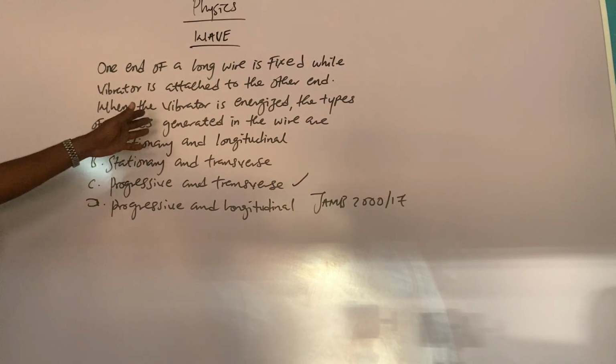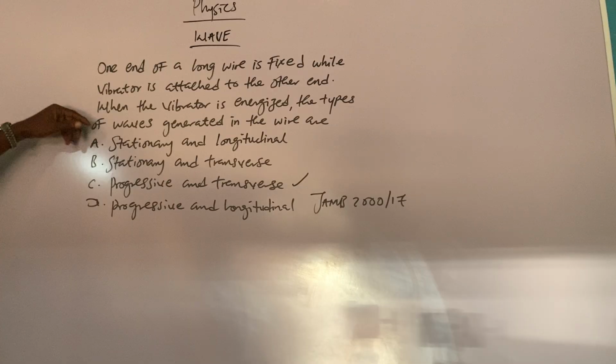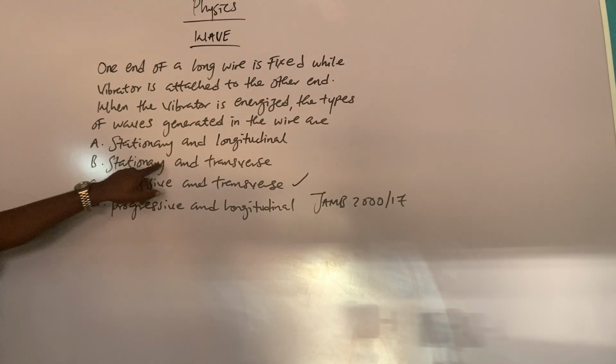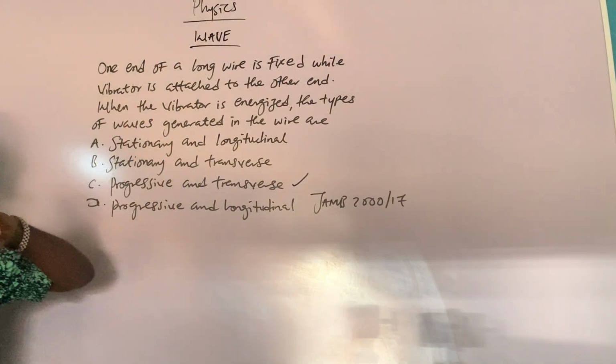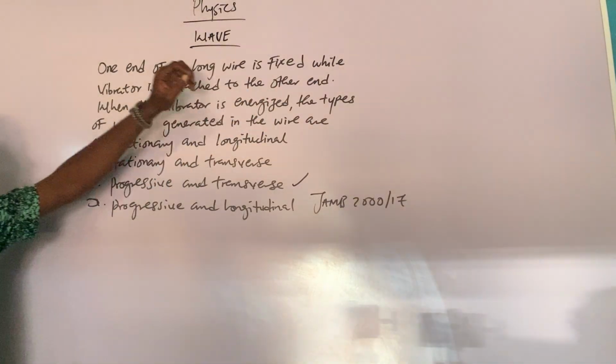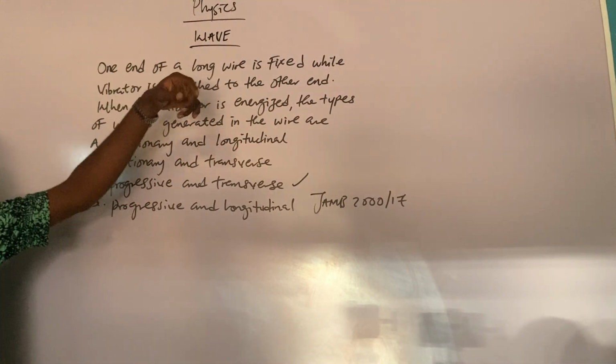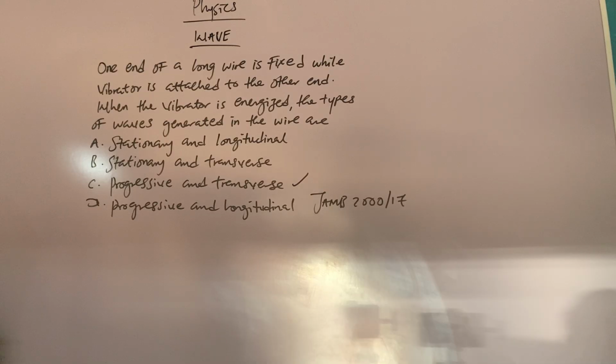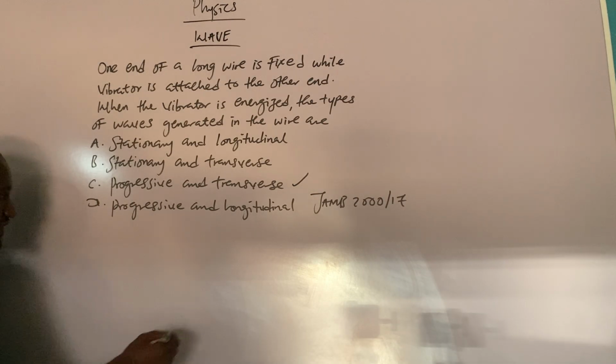There's controversy here. Online, some say the answer is B, stationary and transverse, but I disagree. It is progressive because one end of a long wire is fixed, while the vibrator is attached to the other end. When the vibrator is energized, the type of wave there, we say it is a progressive wave.